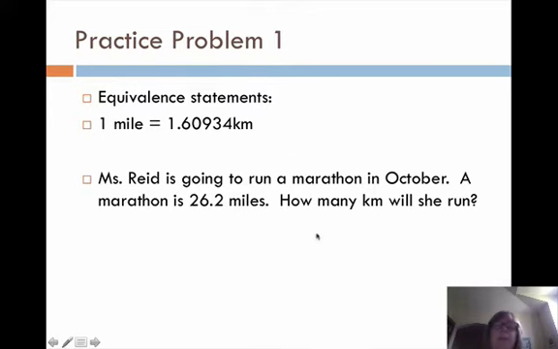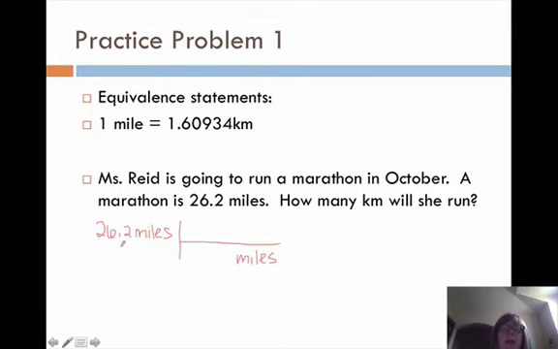All right, here's our equivalence statement or our conversion factor. A mile is 1.60934 kilometers. Remember Miss Reed? She was running marathons. A marathon is 26.2 miles. How many kilometers will she run? Well, what we do is we always start with what's given, the 26.2 miles, and right now we're just going to concentrate on the units. Okay, here is miles. Now we're going to make this box here. Miles is in the numerator, and in this equivalence statement box, this is the numerator, this is the denominator, the miles is going to go down here.